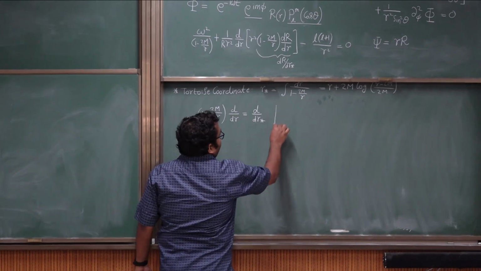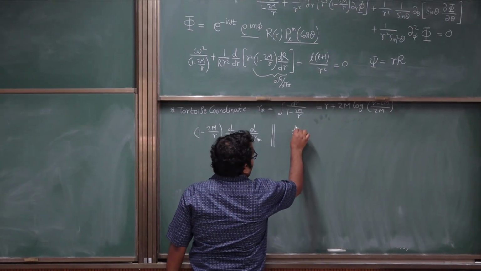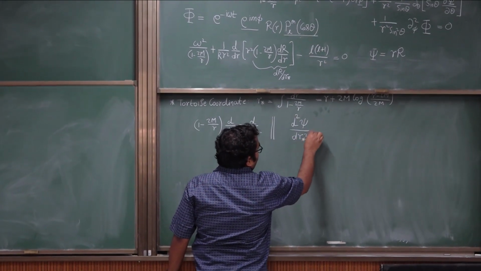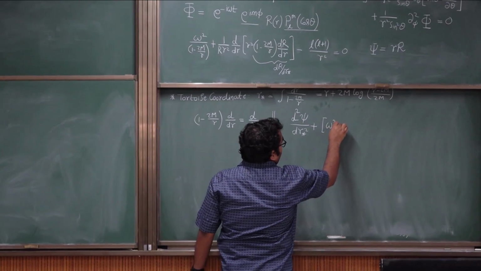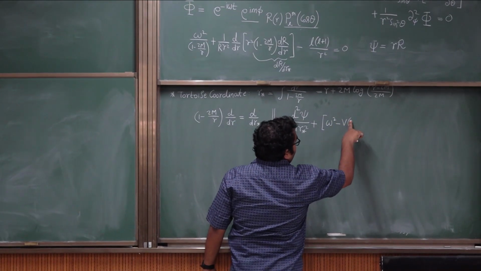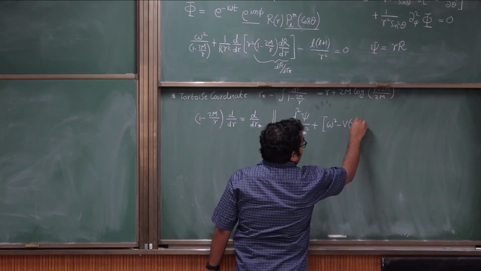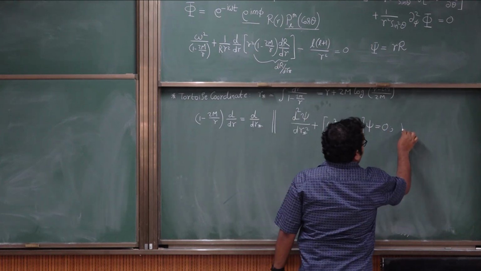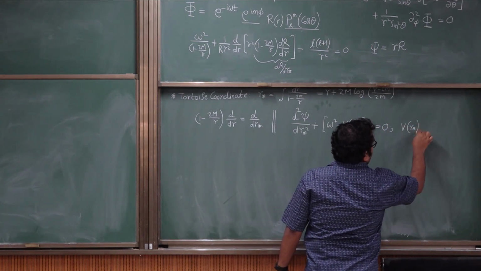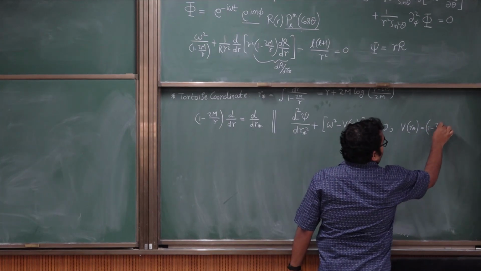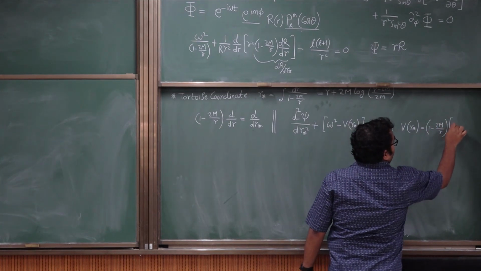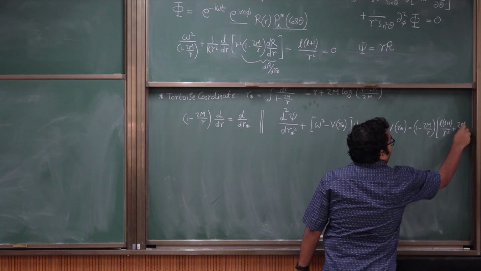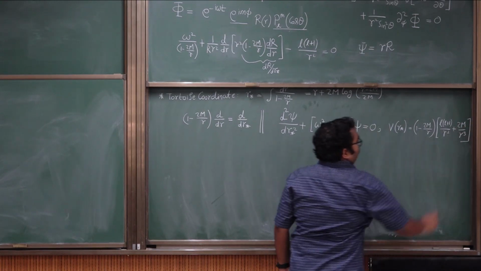And after you do all that, you get back your equation, which is d2 psi by dr star square plus (omega square minus V of r star) psi equal to 0, and this V of r star will turn out to be (1 minus 2m by r) times (L into L plus 1 by r square plus 2m over r cube).